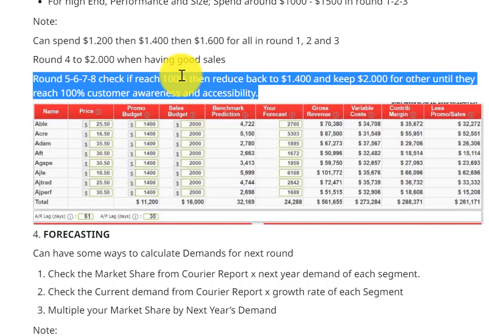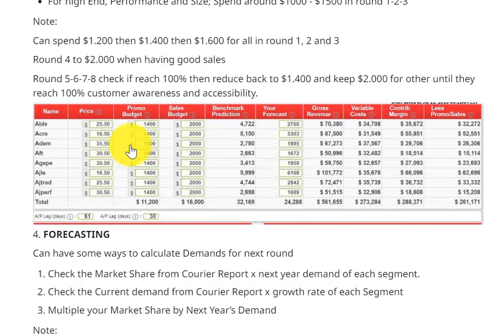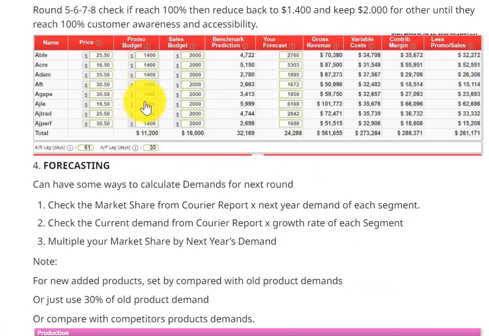That's enough to maintain 100% of customer awareness and customer accessibility. See that in the sample marketing screen, right? We reduce back to 1,400 and still maintain a good 100% of customer awareness.